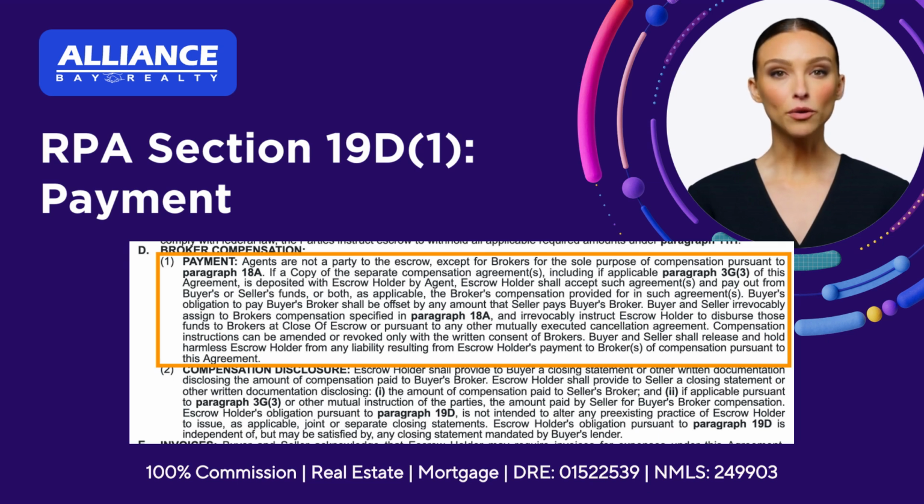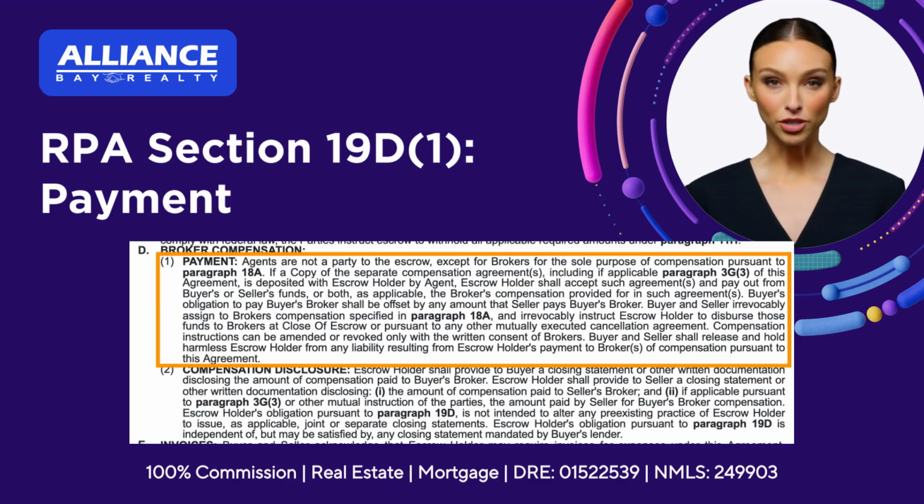Section 19D, Broker Compensation. Section 19D1, Payment. 1. Escrow is not a party to the RPA, except for handling commission payments. 2. Escrow will follow separate written compensation agreements, listing agreement, buyer-broker agreement, or special instruction regarding who pays the commission, seller, buyer, or both, and how much is owed.